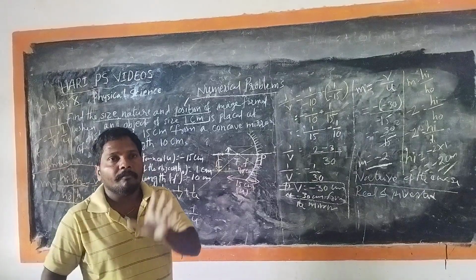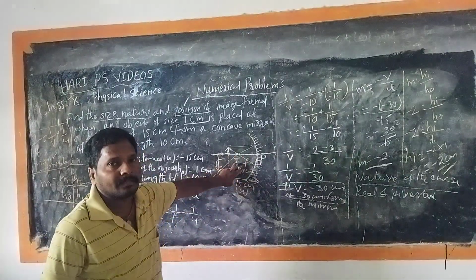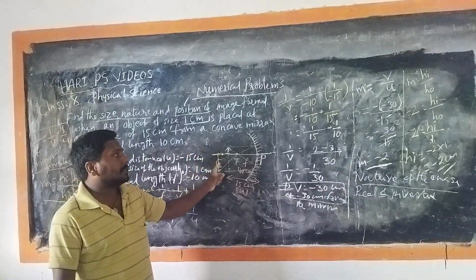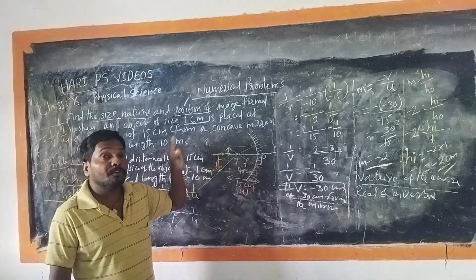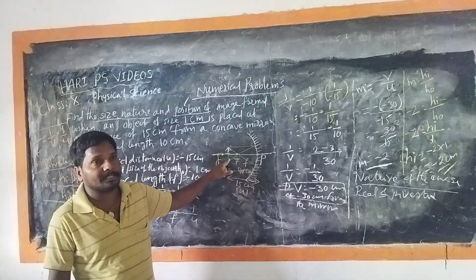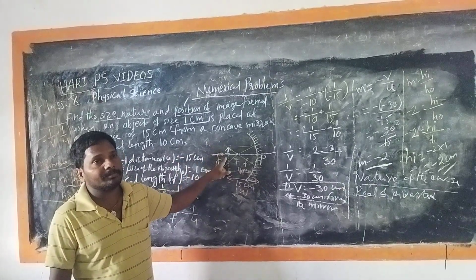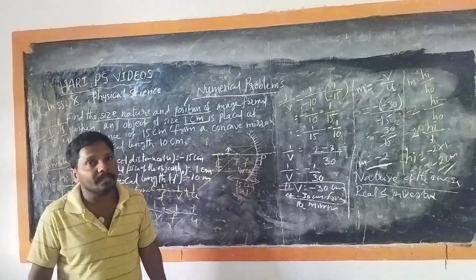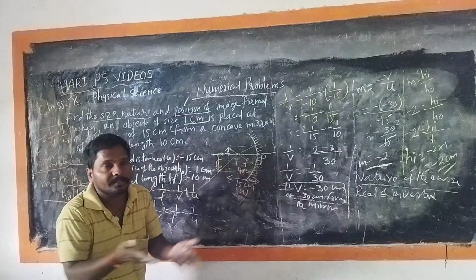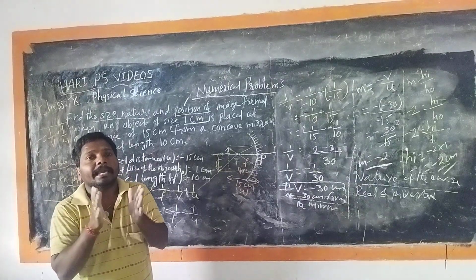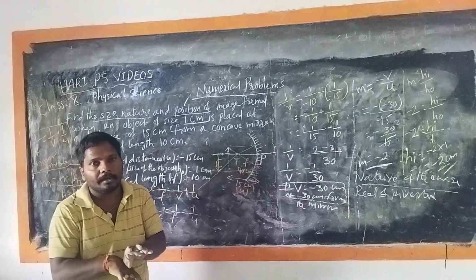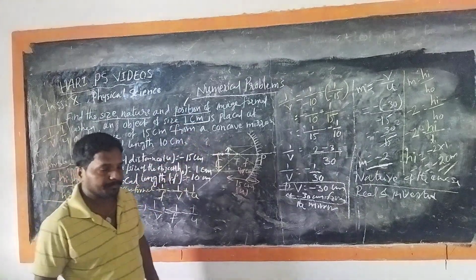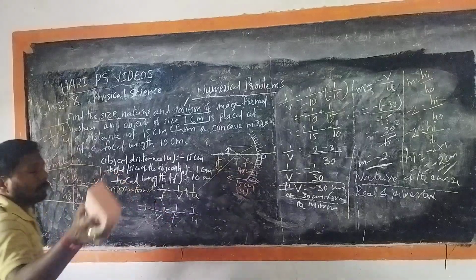When you draw a rough diagram like this, you get an idea where the object is placed. If you know the position of the object, then identifying the position of the image is very, very easy. So the tabular form which is already given is very, very important. And practice by changing the values. This is the first problem. Then go for the next problem.